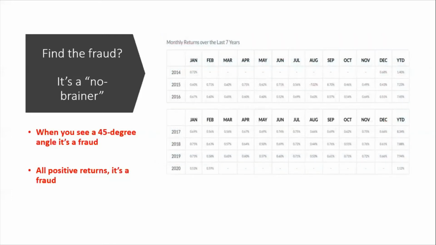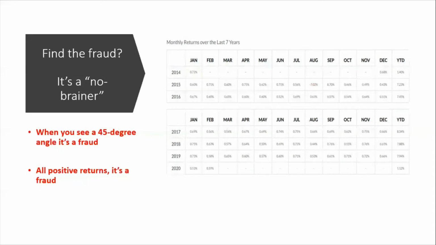We have another table here. I like this one in particular. We have 7 years of monthly returns, all positive. But I like how the fraudster, I guess they wanted to throw us a bone. If you look in August 2015, there's a negative return there. Again, this is all positive returns, right?